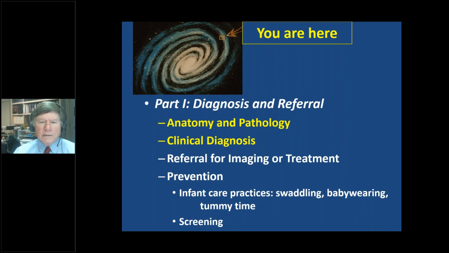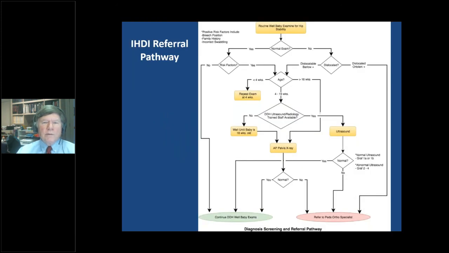So here we are at this stage of our part 1. We've finished the anatomy and pathology and the clinical diagnosis. Now we're going to go to referral for imaging or treatment. This is the International Hip Dysplasia Institute referral pathway. It's adopted by other organizations as well. And it begins with the examination of the newborn.